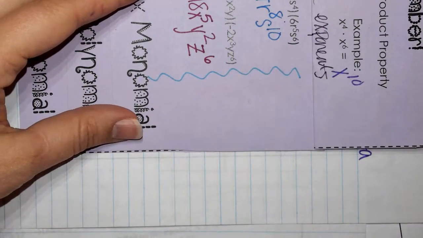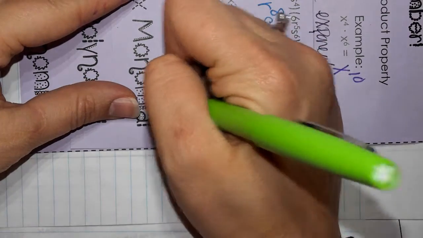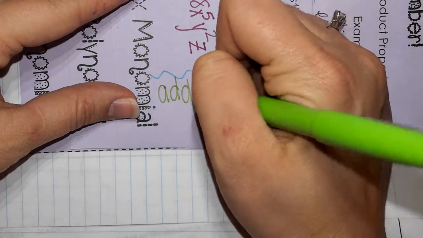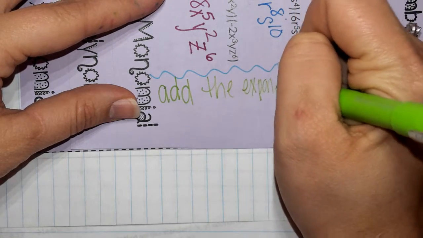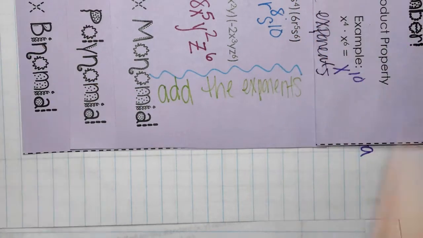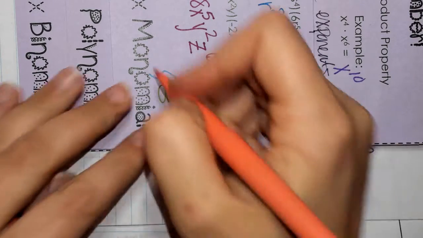Alright, so what do we do to the exponents when we multiply like bases? Add the exponents. So let's write that. And what do we do to the coefficients? Awesome.